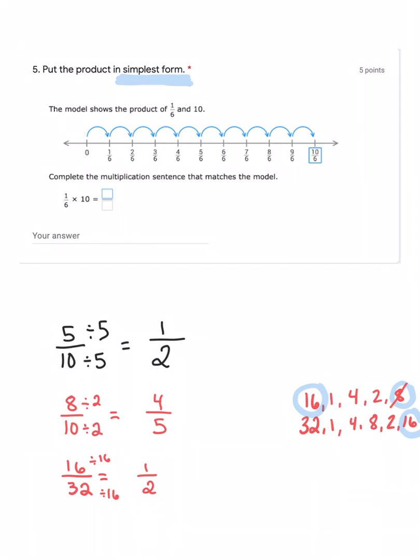Okay, now remember, these were just examples. The answer to this question is a fraction that we haven't discussed. I'm going to let you figure that one out on your own.